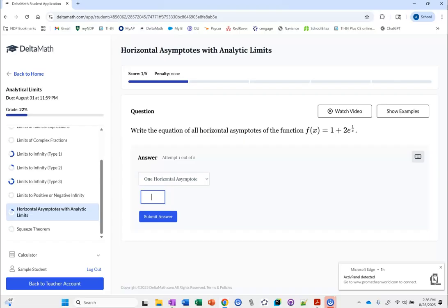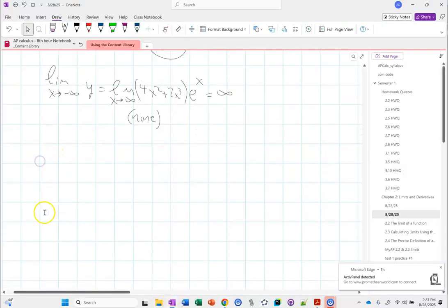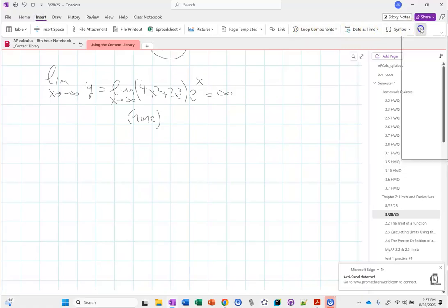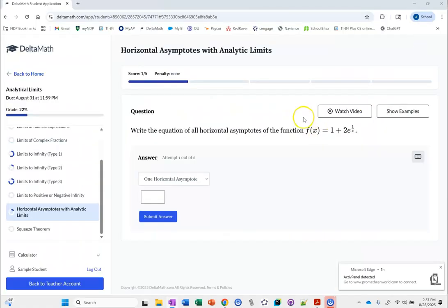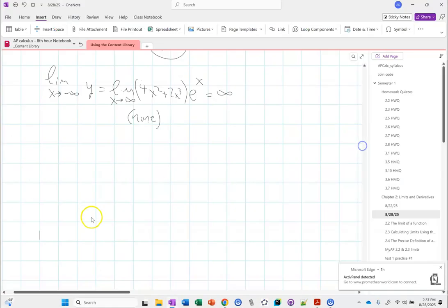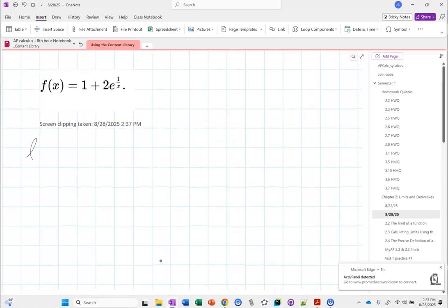Okay. So let me just do this. It'll be easier to write than say. So if I'm doing this, who wants the horizontal asymptotes for this?